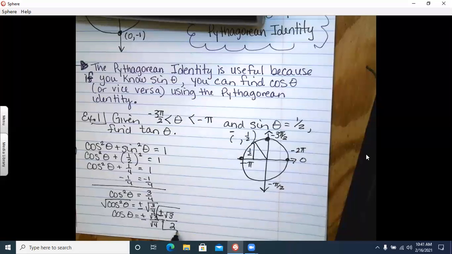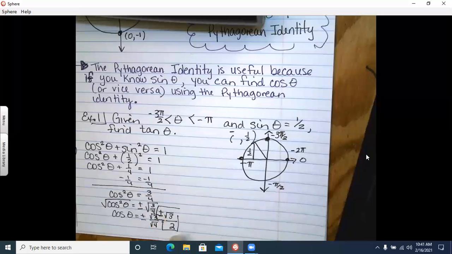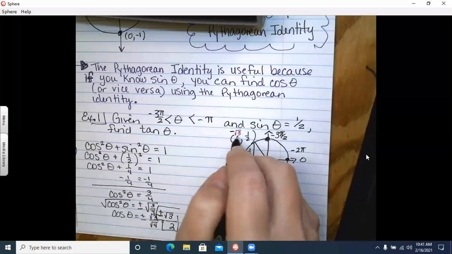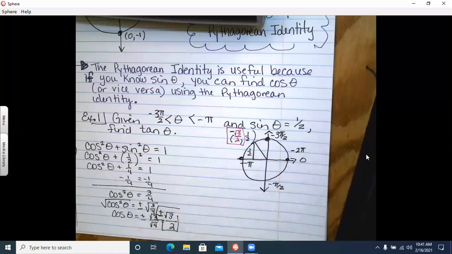However, we're in quadrant 2, where my cosines are negative, right? So we're not going to take the positive square root of 3 over 2. We're going to take the negative square root of 3 over 2. Might want to make a note. Take the negative root only because our angle is in quadrant 2.